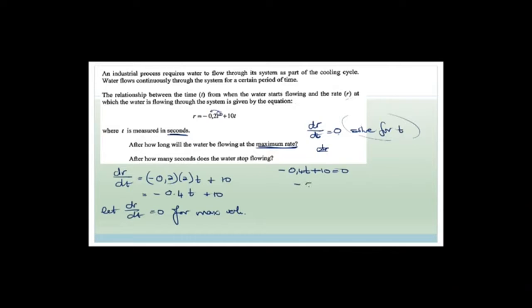So you've got minus 0.4t is equal to minus 10. So therefore t is going to be 10 divided by 0.4, which should be 40. Yes, it is 40 seconds. So how long will the water be flowing at a maximum rate? It is 40 seconds. Okay, 40 seconds. Then it says, after how many seconds will the water stop flowing?